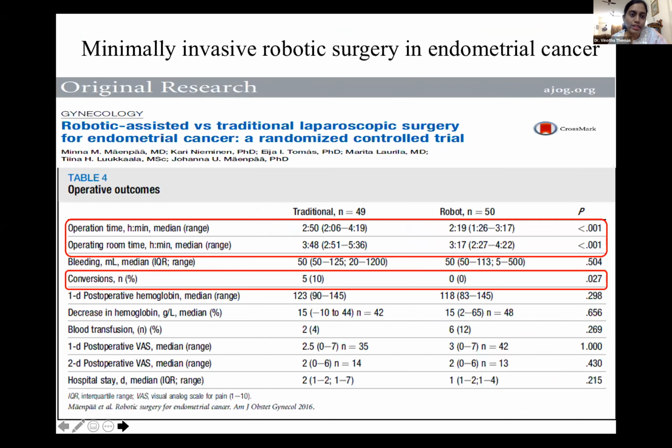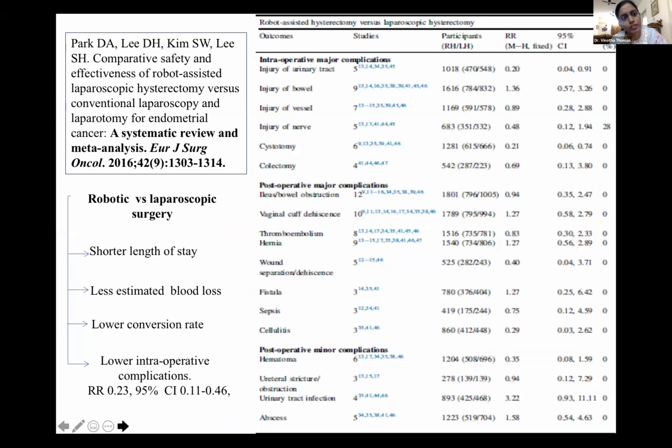There's one randomized controlled trial which looked at robotic versus laparoscopic surgery in endometrial cancer. As mentioned previously, the conversion rate was lower with the robotic arm. Surprisingly, this study showed a shorter operating room time and a shorter operating time, including docking time. This is a meta-analysis which compared robotic and laparoscopic surgery, and it showed robotic surgery to have shorter length of stay, less estimated blood loss, lower conversion rate, and lower intra-op complications.